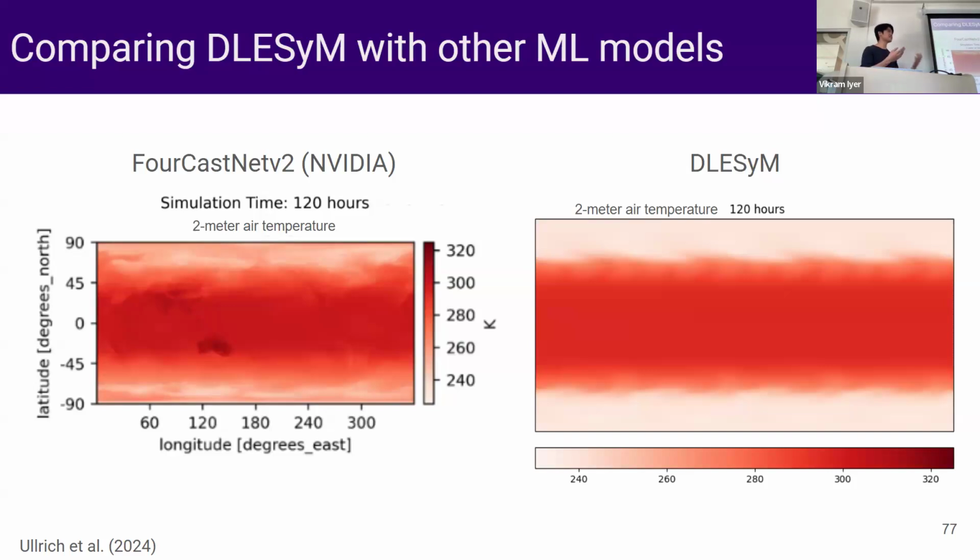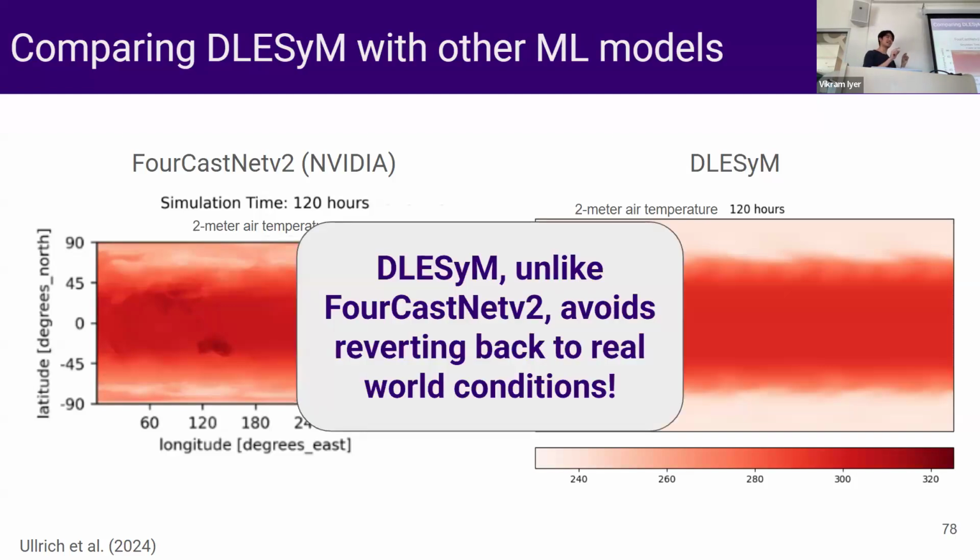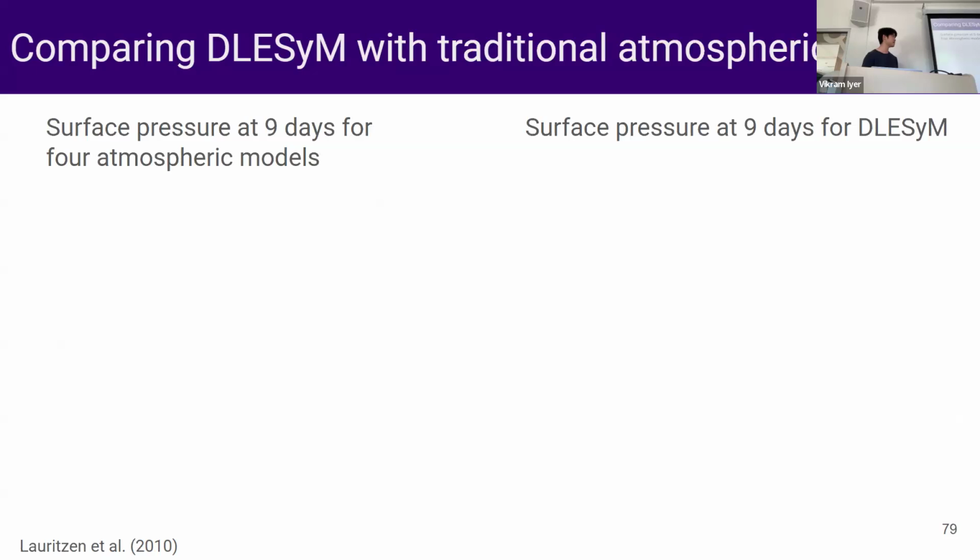But remember that we initialized our model on an aquaplanet. There was no land in the initial conditions, but the model has spuriously regenerated the imprinting of the continents. So even though DeLeSim wasn't able to do exactly what we wanted it to do, it's still impressive that it was able to maintain aquaplanet conditions without regenerating back to the training data that it was trained on. Because remember, it was only trained on real-world weather data.